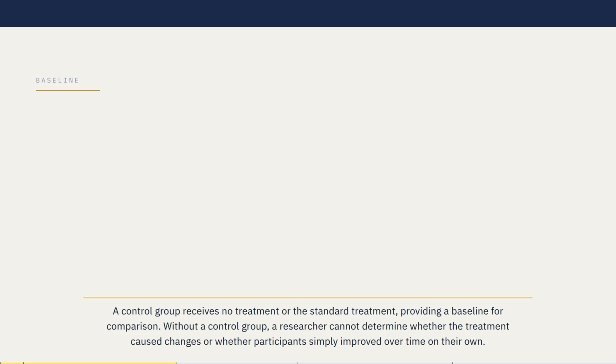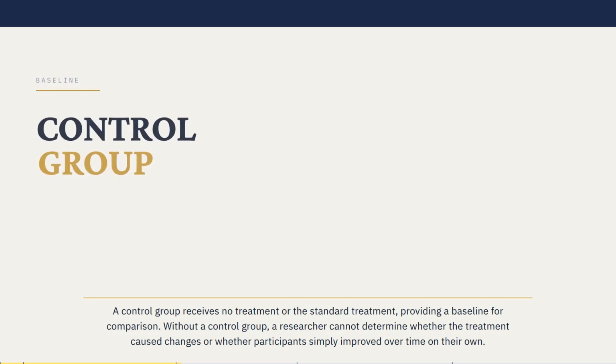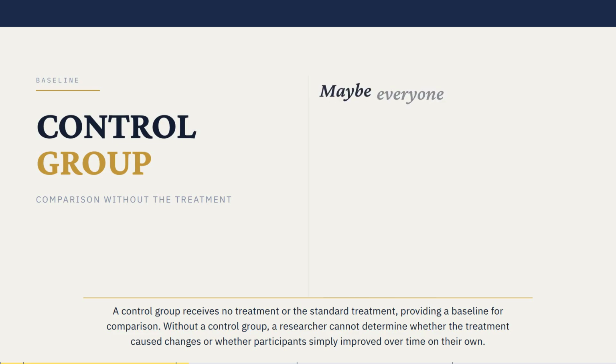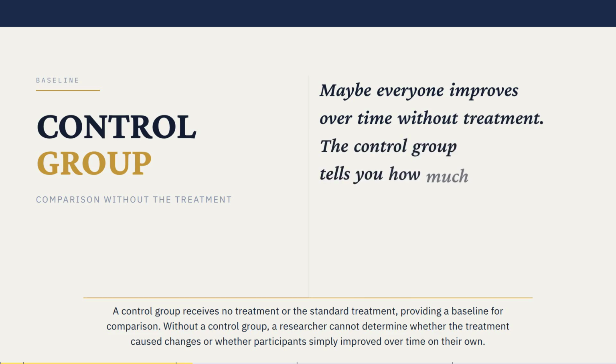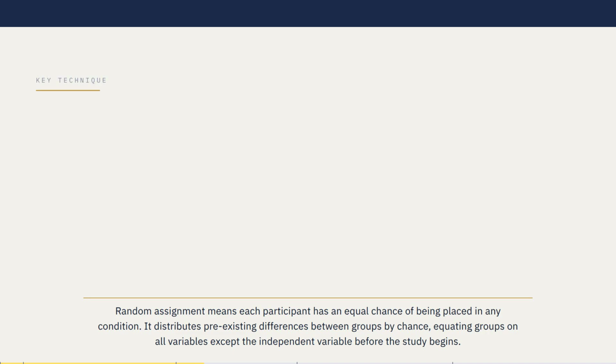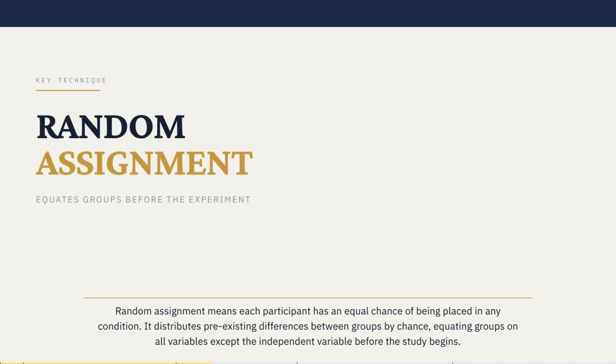A control group receives no treatment or the standard treatment, providing a baseline for comparison. Without a control group, a researcher cannot determine whether the treatment caused changes or whether participants simply improved over time on their own. Random assignment means each participant has an equal chance of being placed in any condition.